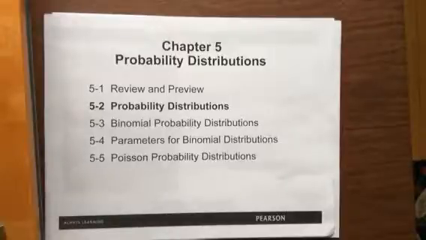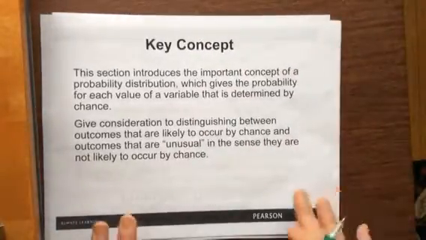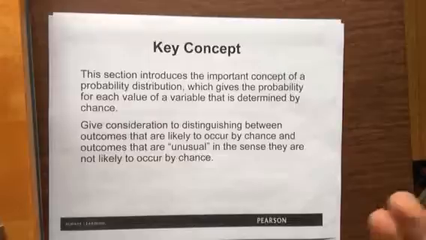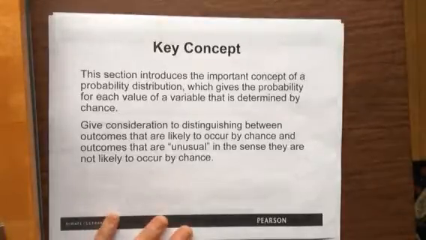Okay, so we are moving on to chapter 5, and we're going to be talking about probability distributions, which is why we learned how to do probability in chapter 4. A probability distribution gives the probability for each value of a variable, and we're assuming that these events occur by chance. So we're going to talk about whether or not something is unusual in the sense that it might not occur from chance, and that's going to help us as we move forward in statistics.